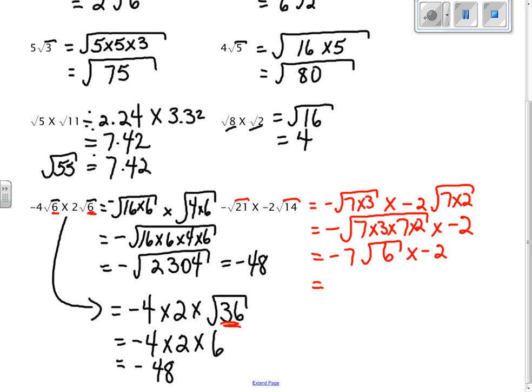But I have my minus 7, and everything's being multiplied. Minus 7 and a whole minus 2. I would have positive 14 times root 6. Best answer would be 14 root 6. It's not writing it as an approximate decimal.